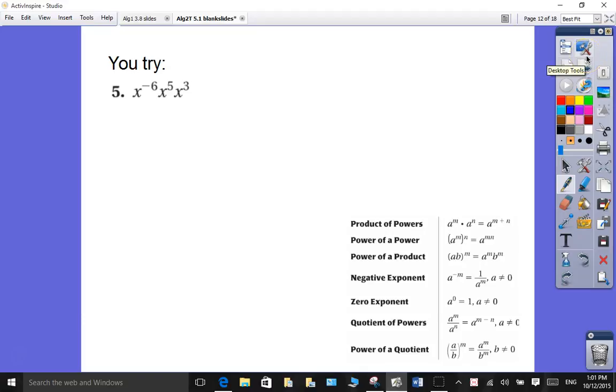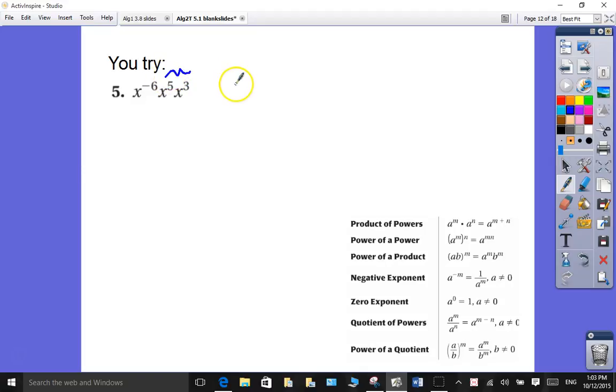So there's your first few to try. So how did that simplify? How many x's were left? Negative 6 plus 5 plus 3. It's x squared, right?